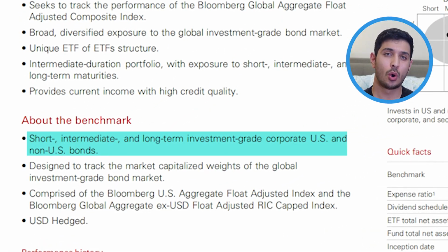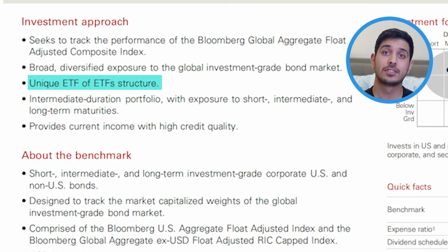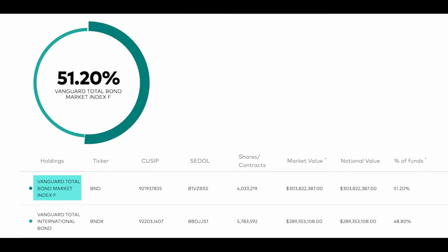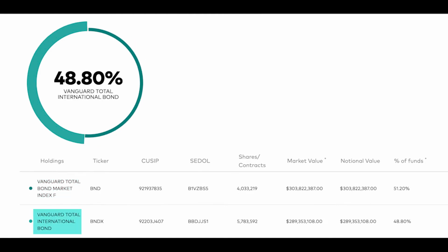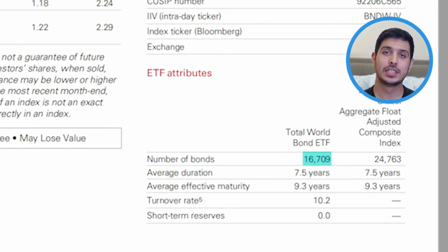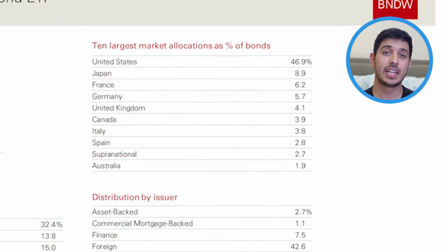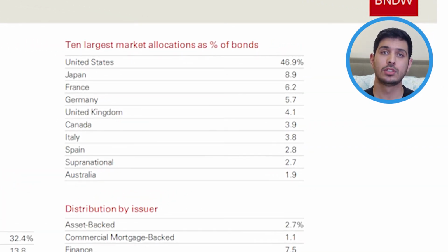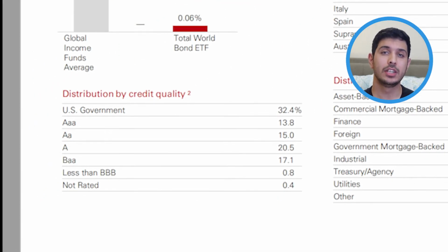The ETF invests in short, intermediate, and long-term global investment-grade bonds through a unique ETF of ETF structure. Basically, what that means is by investing in this ETF, you actually get exposure to 2 ETFs. The first ETF provides you exposure to US investment-grade bonds, and the second ETF provides you exposure to investment-grade bonds outside the US. The ETF has 16,709 bonds and has a dividend yield of 2.8%. The ETF has 47% of its allocation in US bonds, followed by Japan, France, Germany, and the UK, with its largest holdings being different US government bonds, which comprise about 33% of the ETF.